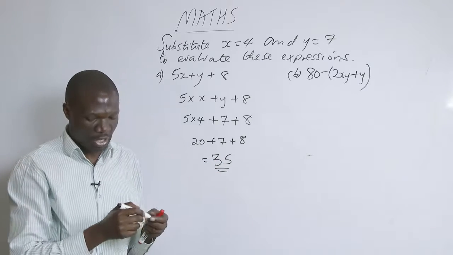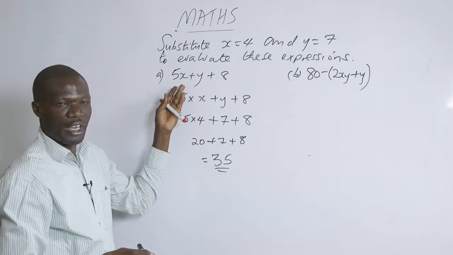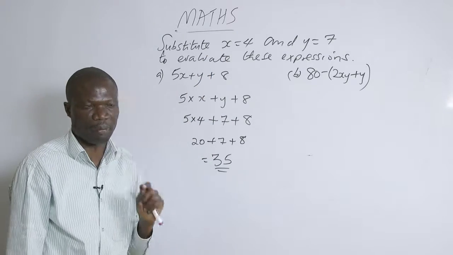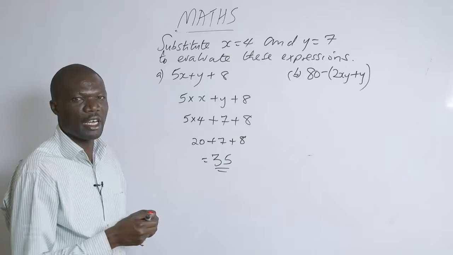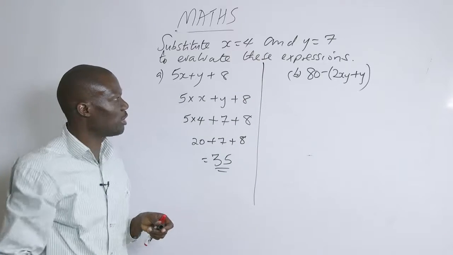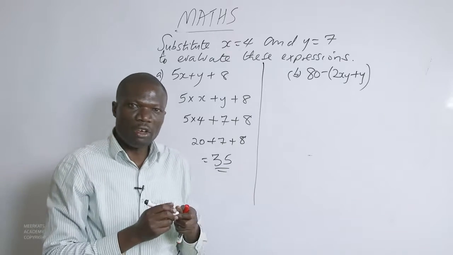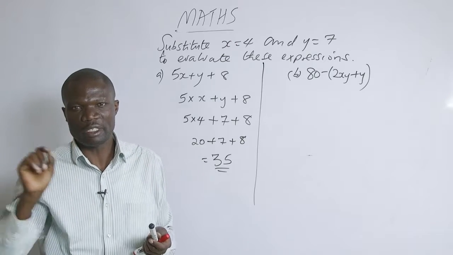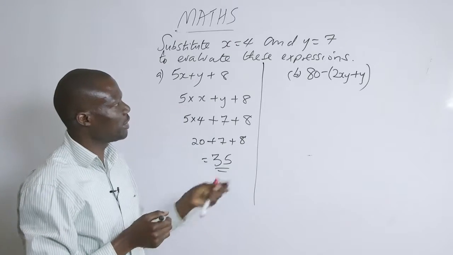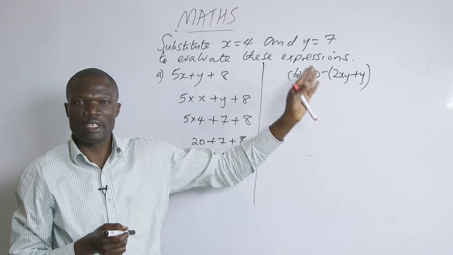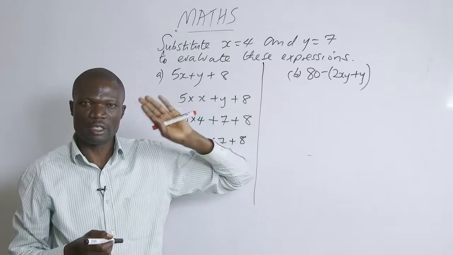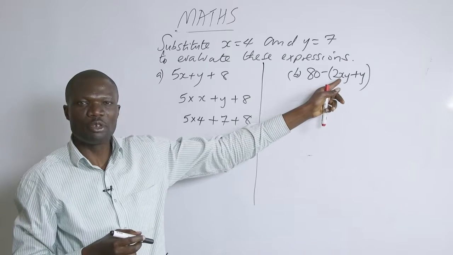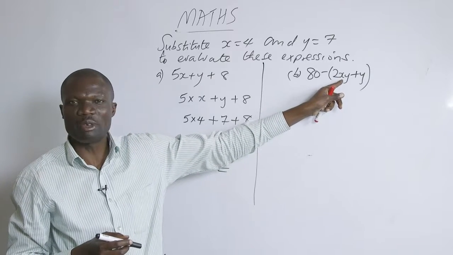So we have been able to find the value of 5x plus y plus 8, given that x is 4 and y is 7. Now, having substituted here, for the next one, let's see what we shall apply. The value of x and the value of y remains 4 and 7 respectively. And our expression reads 80 minus, in brackets, 2xy plus y. Substituting those values will require that we first interpret what xy means.